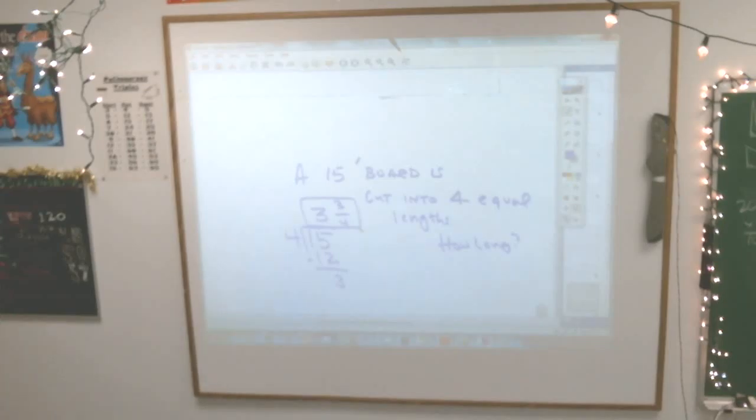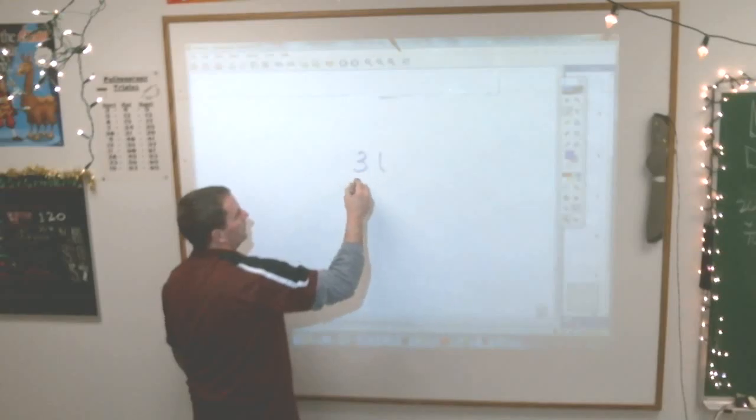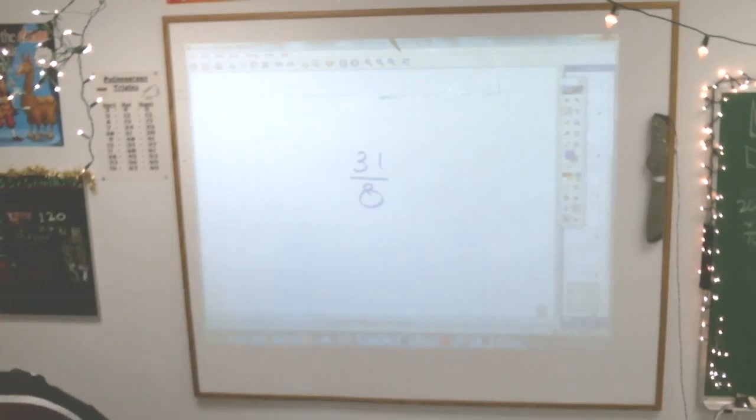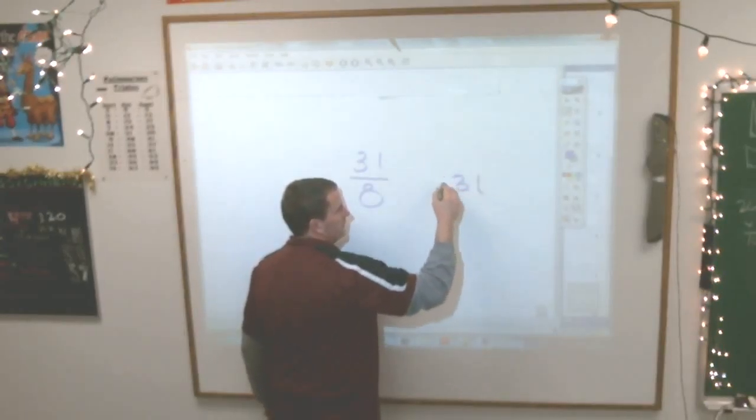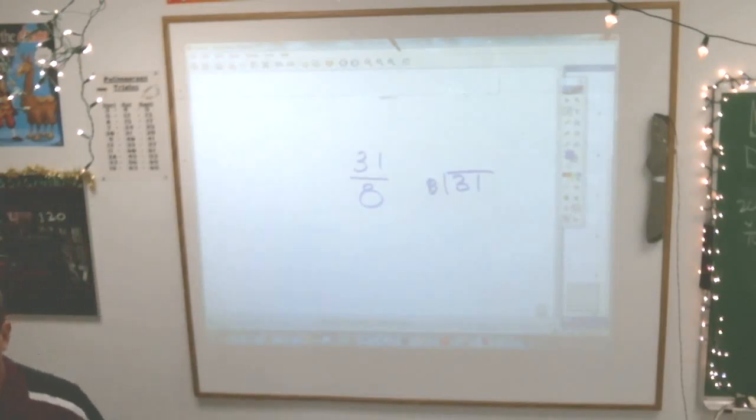Maybe just one more. How about this one? 31/8. Write that number as a mixed number for me, please. Write the quotient, that's a division problem. 31 divided by 8. Same exact thing as 31/8. Means the same thing. Fractions are division problems.